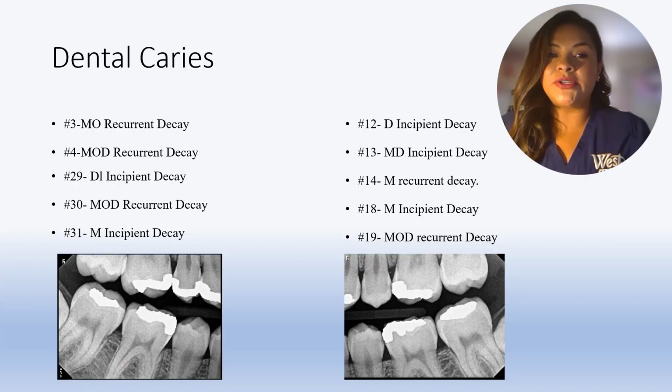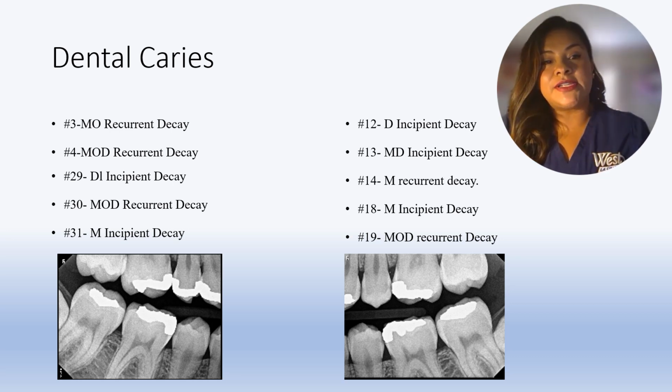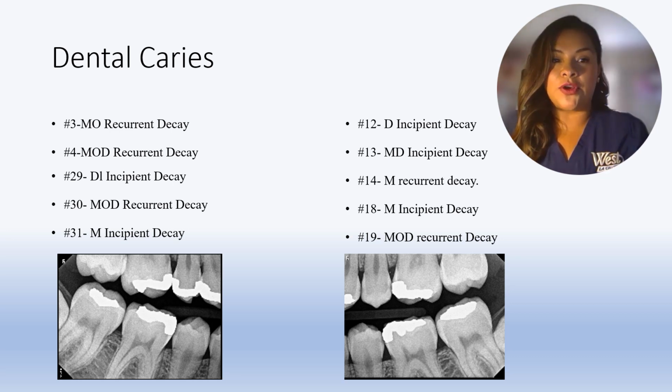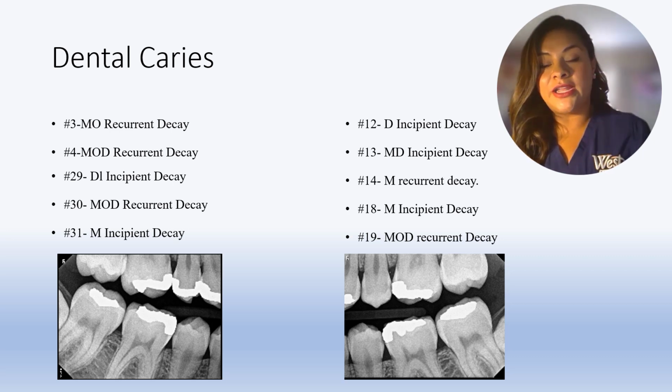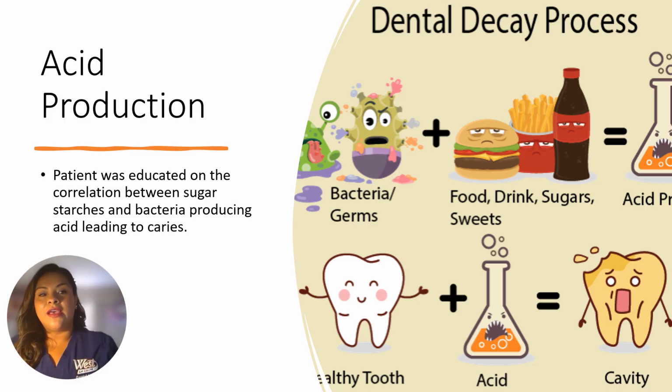The patient did present with quite a few dental caries. On the right side, he had dental caries on teeth number 3 and 4, 29, 30, and 31. On the left side, he had dental caries on teeth number 12, 13, 14, 18, and 19. The patient was educated on the correlation between sugar, starches, bacteria producing acid leading to dental caries.